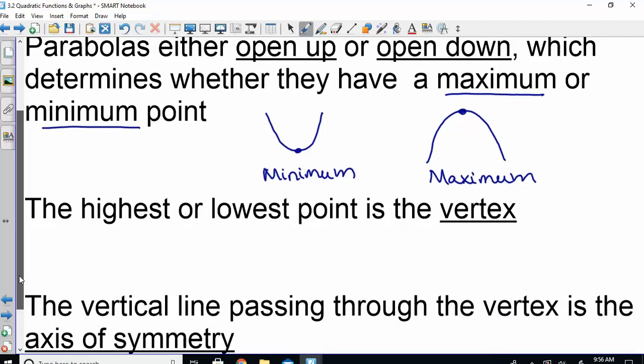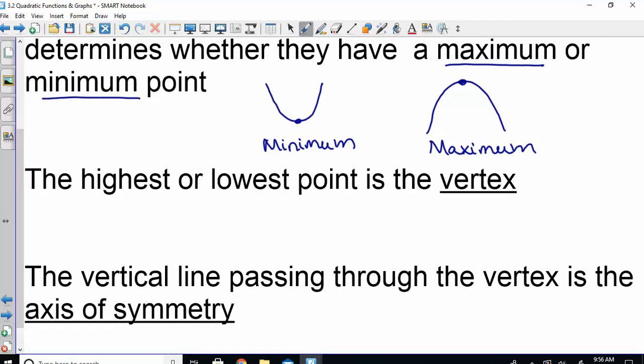When we're graphing these, we'll also talk about the axis of symmetry. That's the vertical line that would divide this in half. A line you could fold on so it overlaps itself.